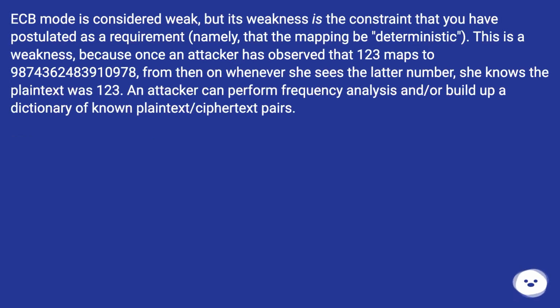ECB mode is considered weak, but its weakness is the constraint that you have postulated as a requirement, namely, that the mapping be deterministic. This is a weakness, because once an attacker has observed that 123 maps to 9,874,362,483,910,978, from then on whenever she sees the latter number, she knows the plaintext was 123. An attacker can perform frequency analysis and/or build up a dictionary of known plaintext/ciphertext pairs.